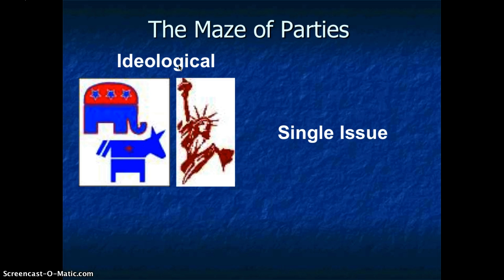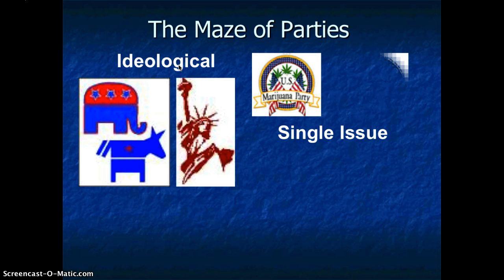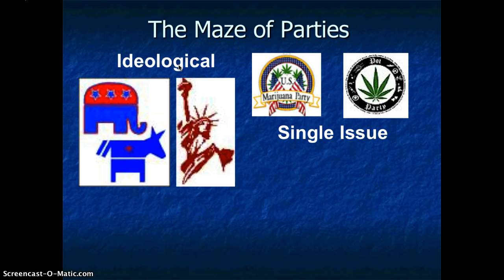And then there's what's called a single issue party. These parties basically have just one issue that they support, and so their entire platform will be based upon this one issue. So a good example would be the U.S. Marijuana Party and the Pot Party. These are real political parties. They have candidates who run for office. Obviously, they don't win any offices. And of course, the one platform issue that they have is to legalize marijuana.